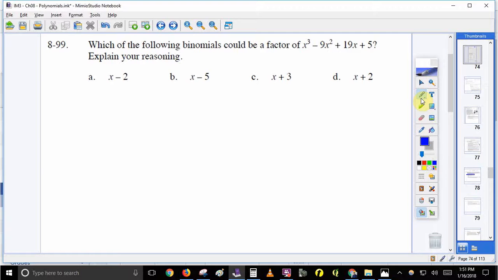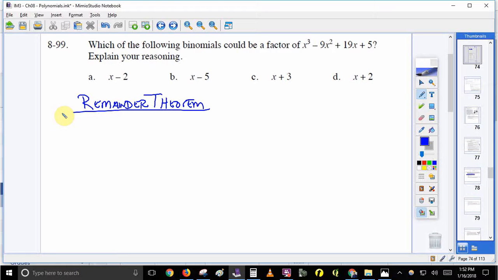8-99 says, which of the following binomials could be a factor of this third degree polynomial? Explain your reasoning. Well, I'm not really sure if this is what they want to get into, but I want to talk about the remainder theorem, which is one of the Math Notes videos that you should check out, but I will recap it right here. And we're going to use this as we go through today's lesson when we're trying to figure out what are factors of different polynomials.